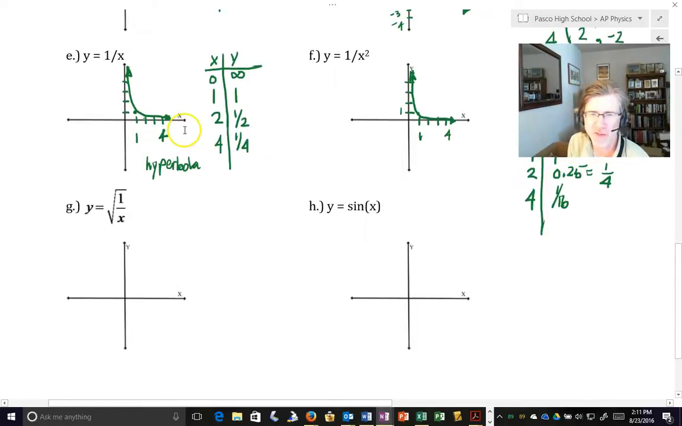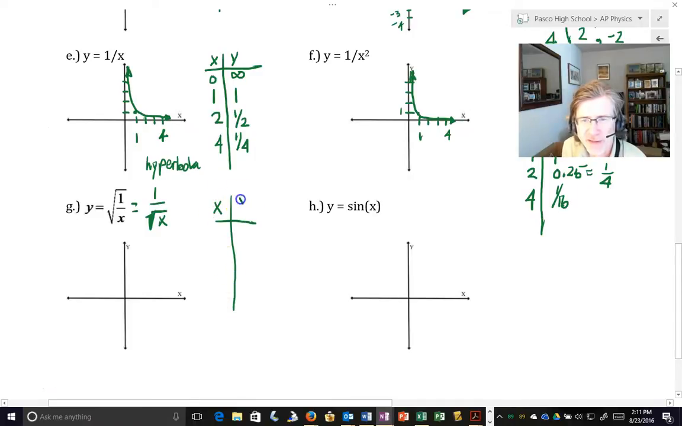And now let's do y equals 1 over the square root of x. You realize that this is also 1 over the square root of x. That's the same thing. You take the square root of the top and the bottom. So let's do this. X and y. X equals 0. Y is basically very large. X equals 1. Y equals 1. X equals 2. Y is going to be 1 over the square root of 2. Not really easy to see what that one is. But 4 for x is y equals 1/2.